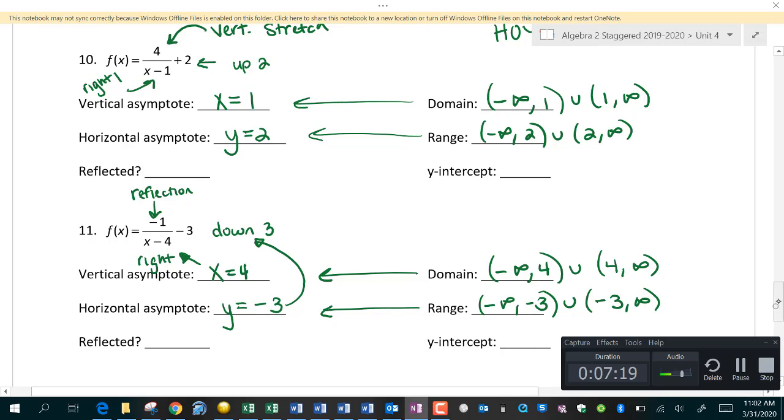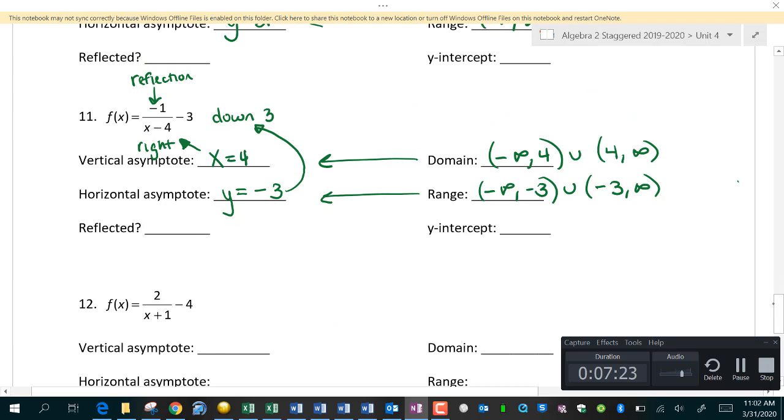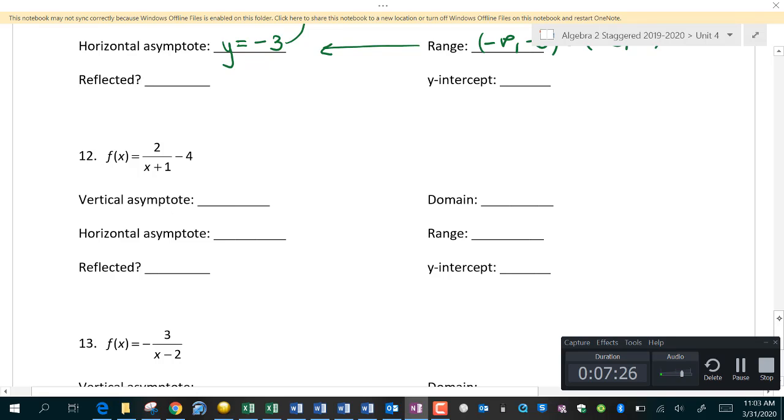Okay, why don't we do one more, and then I'll have you do the last one on your own. Looking at number 12, I have 2 divided by x plus 1, minus 4. I can see here that I'm going to have a vertical stretch. My function is being moved to the left 1 and then down 4. Because my entire function is being moved left 1, that means my vertical asymptote is going to be x equals negative 1. It's opposite.